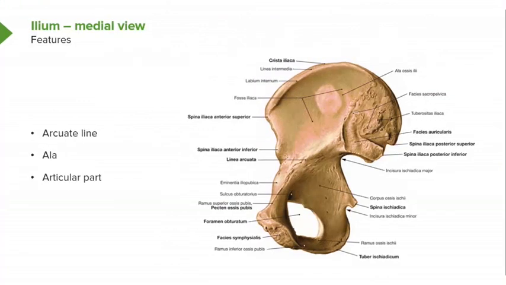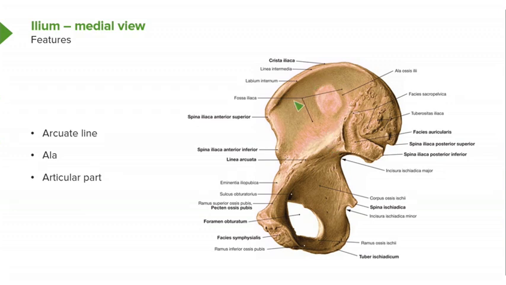Now we're looking at the ilium, and our view is a medial view, and there are three features to point out in this particular view. The first is this line that we see right in through here. This is called the arcuate line.